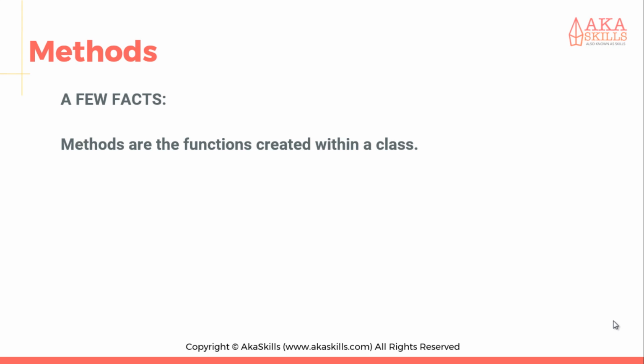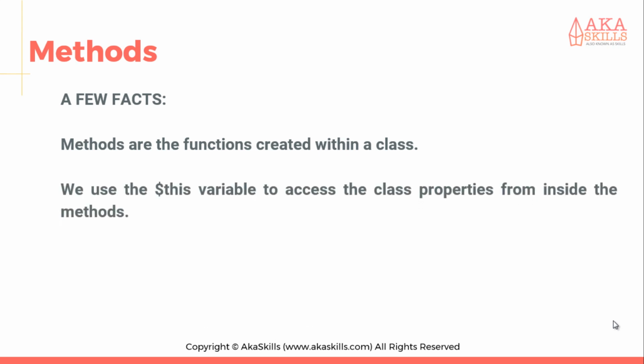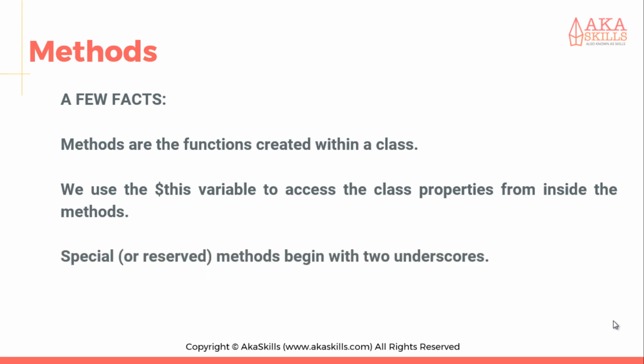So we want to consider a few more facts, like the fact that we have a special variable that we use to access class properties from within a method. Now we call this variable this, as you can see on the screen right now. And one other fact we want to consider is we have some special methods, also known as reserved methods. These methods begin with 2 underscores. You've already seen 2 examples, like the constructor and destructor methods, and that is fair enough. So let us see our methods in action.